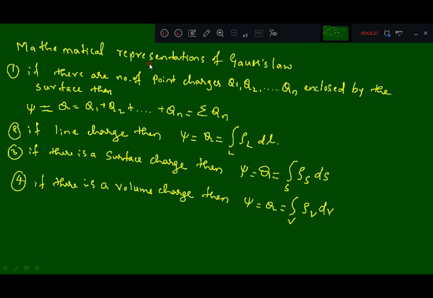Then if there is a volume charge, then the equation becomes phi is equal to Q, that is the total charge, is equal to the integration over the volume of rho v dv, where rho v is the volume charge density. So these are some of the mathematical representations. After studying all this, we'll go through a simple problem based on the Gauss law.